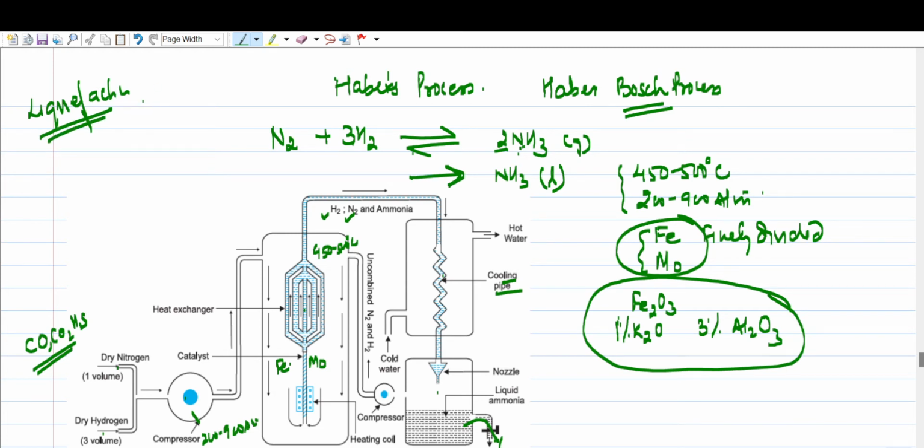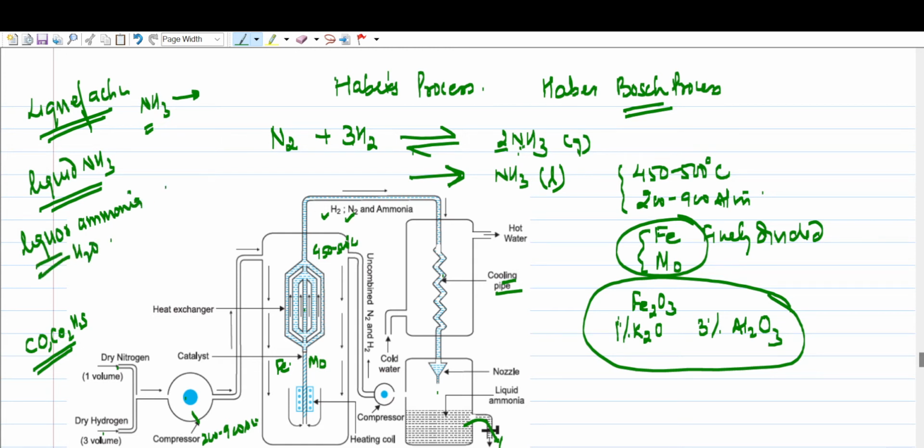Liquefaction means ammonia can be easily liquefied. Okay, liquefaction means changing into liquid. Now ammonia gas can be easily liquefied. So if the word is liquid ammonia, that means we are talking about ammonia in liquid form. If the word is liquor ammonia, it means ammonia is there with water. So please see, one is liquid ammonia or liquefaction, where ammonia is in the liquid form. The other is liquor ammonia, where ammonia is in dissolved form.